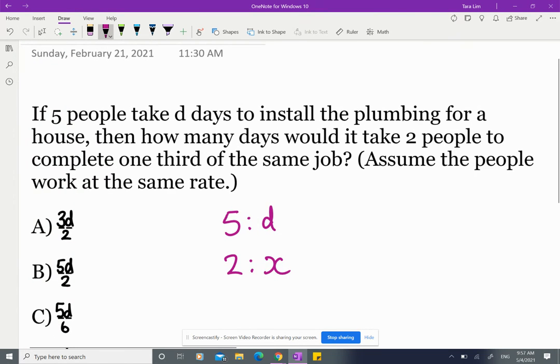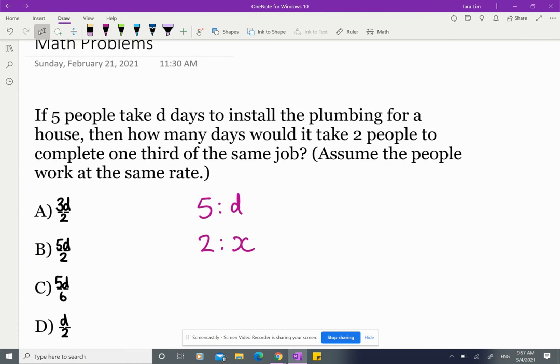And this question is very special because we're not just doing 2 times d divided by 5. That is wrong. So let's just think about this. Just clear your mind, stop thinking anything and listen to me. For example, 5 people take 1 day to do something, okay? 5 people take 1 day.